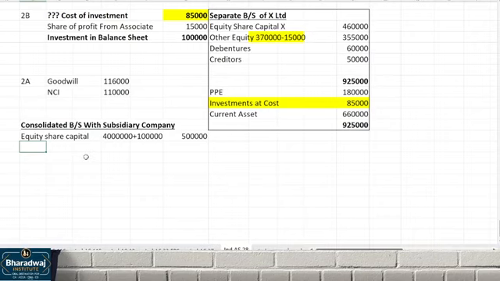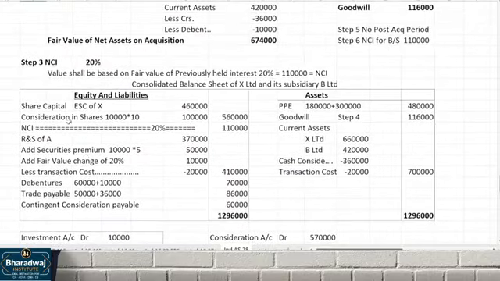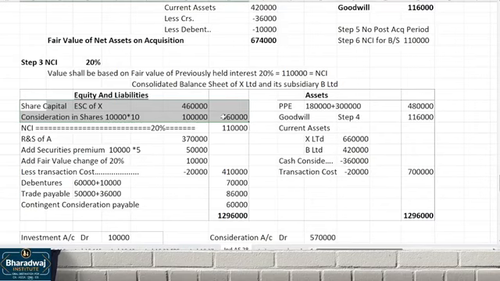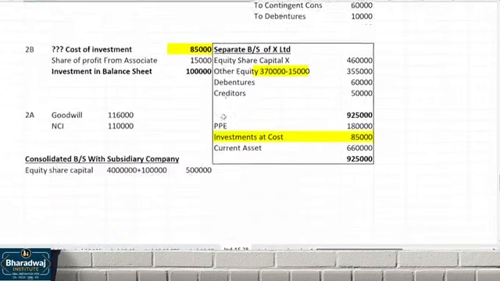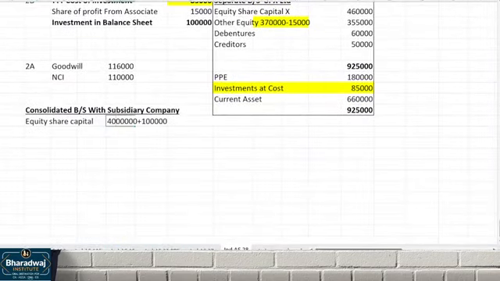What was the balance sheet we prepared earlier? Consolidated balance sheet. Sorry. 4 lakh 60,000 plus 1 lakh. It will be how much? 5 lakh 60,000.